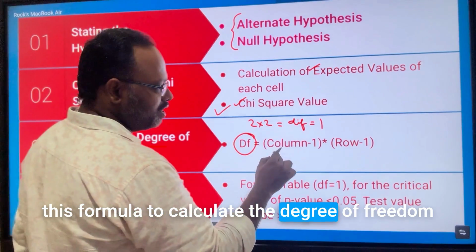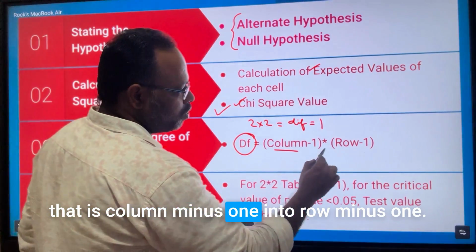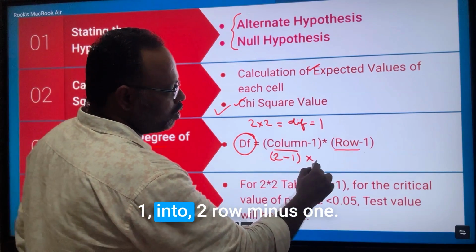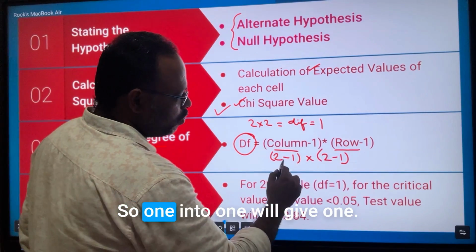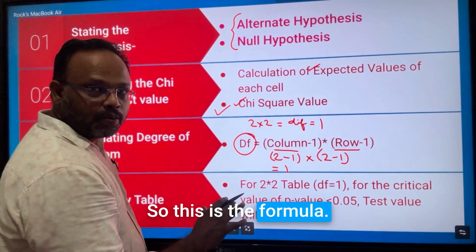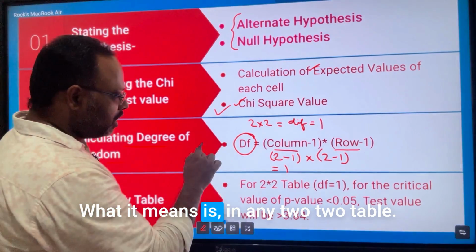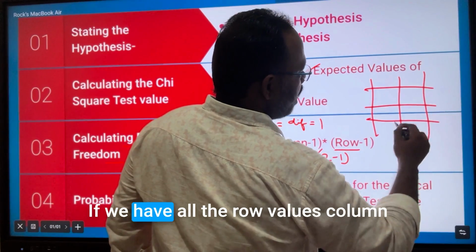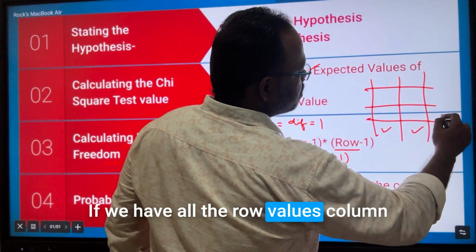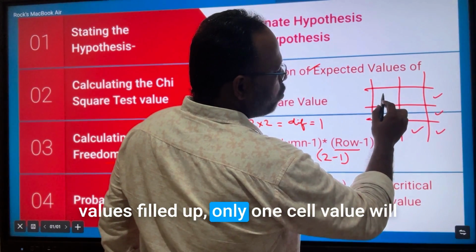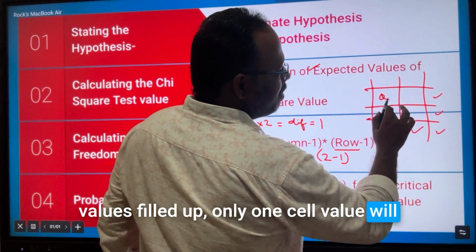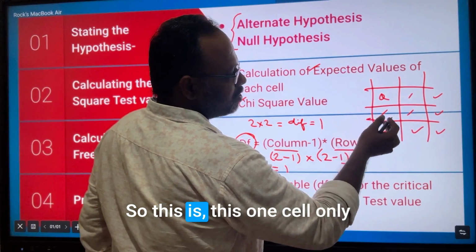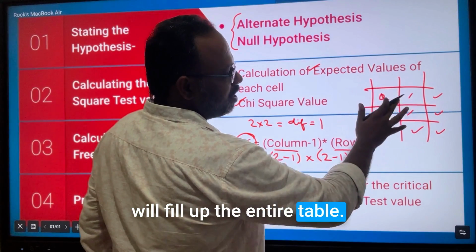Or you can use this formula to calculate the degree of freedom, that is column minus 1 into row minus 1. So we have 2 columns minus 1 into 2 rows minus 1, so 1 into 1 will give 1. What it means is, in any 2 by 2 table, suppose we have values like this, if we have all the row values and column values filled up, only one cell value will make all the other values get filled. So this one cell only will fill up the entire table.